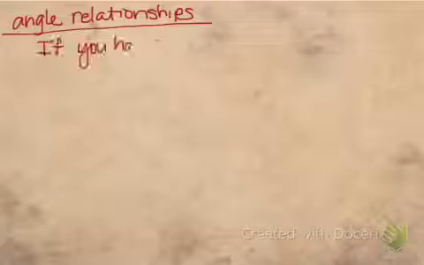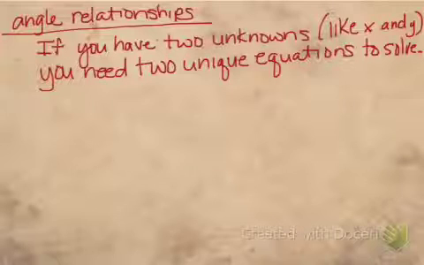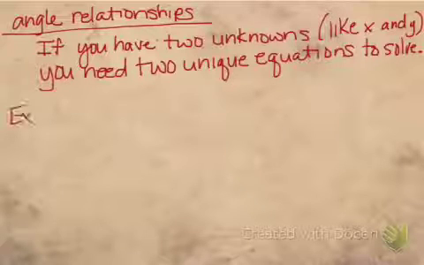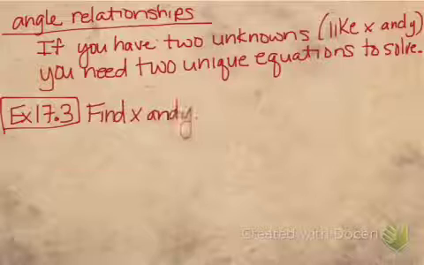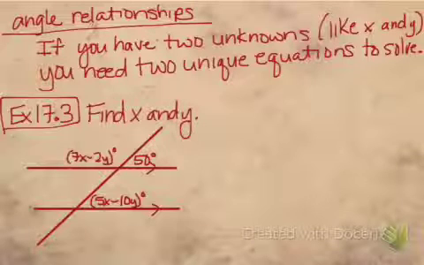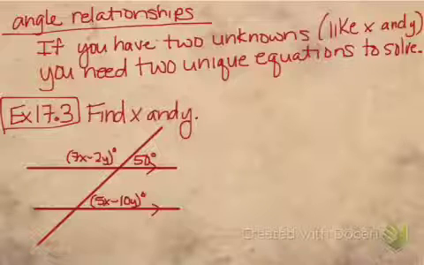Angle relationships. If you have two unknowns in these angle relationships, like x and y, then you're going to need two unique equations. Anytime you have unknowns, you need the same number of equations as unknowns. For example, this says find x and y, and since we have x and y, we're going to need two equations to solve.